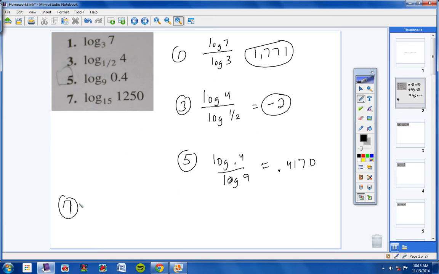Number 7, you would type in log of 1,250 divided by the log of 15. And let's see what you would get here. Log of 1,250. Close the parentheses, divided by log of 15. And you will get 2.633. Okay? 2.633. There we go.